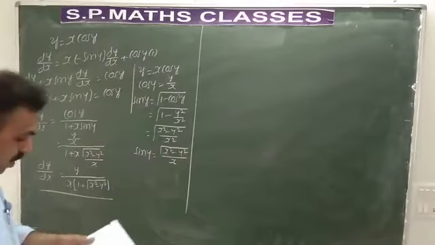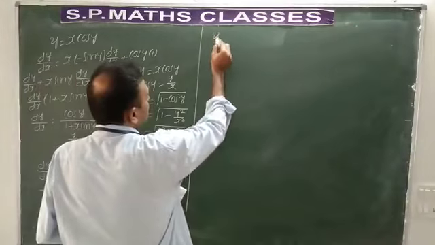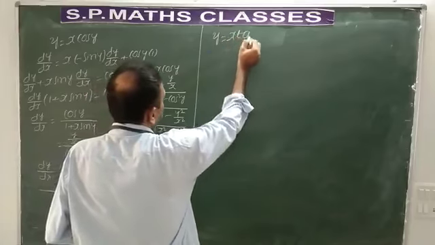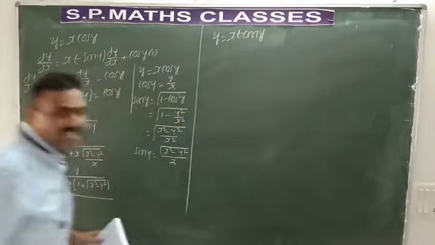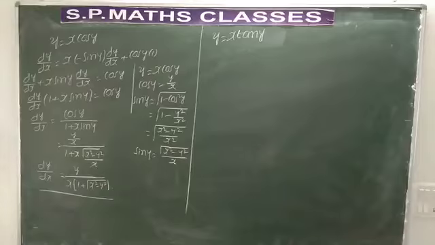Similarly, we have one more problem. y is equal to x tan y. You have to find out dy by dx in terms of x and y. See, y is equal to x tan y. It is given.